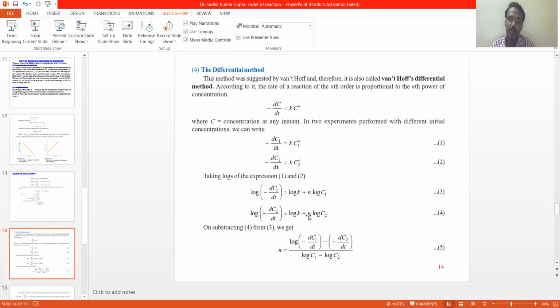taking n common, as n is equal to log of minus dC1 by dt upon minus dC2 by dt, upon log C1 minus log C2. So what we will do here, in this case, we will plot the concentration versus time graph, and the slope of that graph will give you dC by dt. So you will get to know dC1 by dt and dC2 by dt, and the initial concentrations C1 and C2 are known to you, so you can determine the order of reaction.